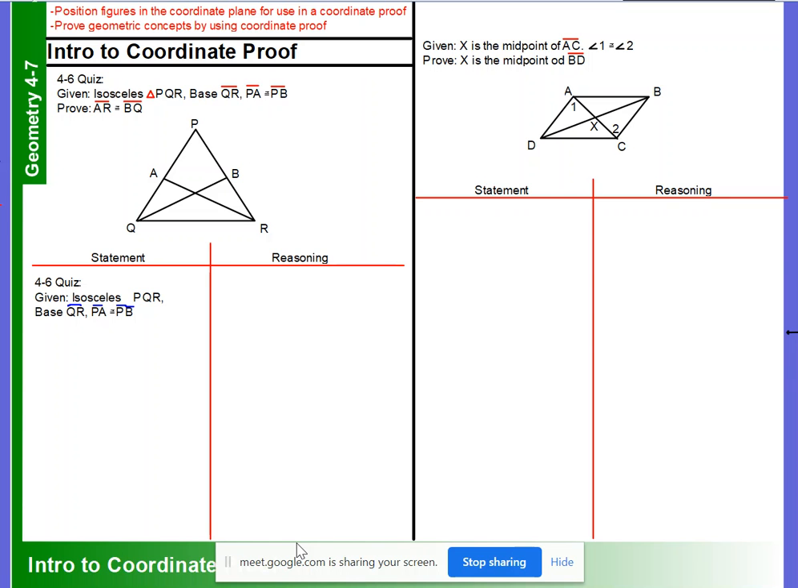All right, so we have isosceles triangle PQR. We know that QR is the base and PA is congruent to line segment PB. And we're trying to prove that line segment AR is congruent to line segment BQ.